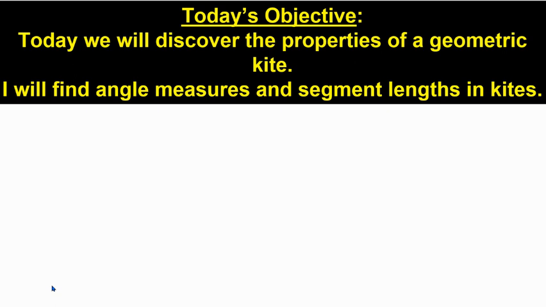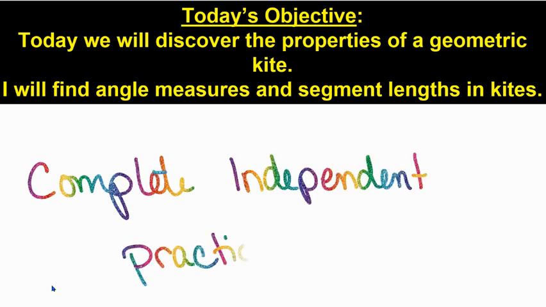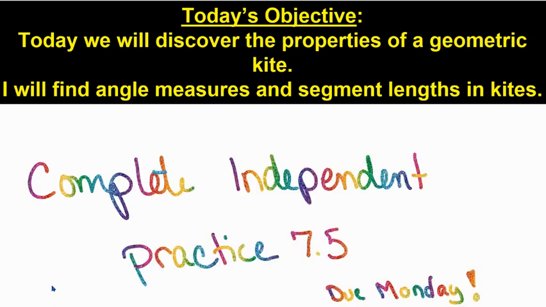All right, just reviewing today's objective. Today we will discover the properties of geometric kites. I will find angle measures and segment lengths in kites. You can show me that you completed today's objective, finding angle measures and segment lengths in kites, by completing independent practice 7.5, which will be due Monday.